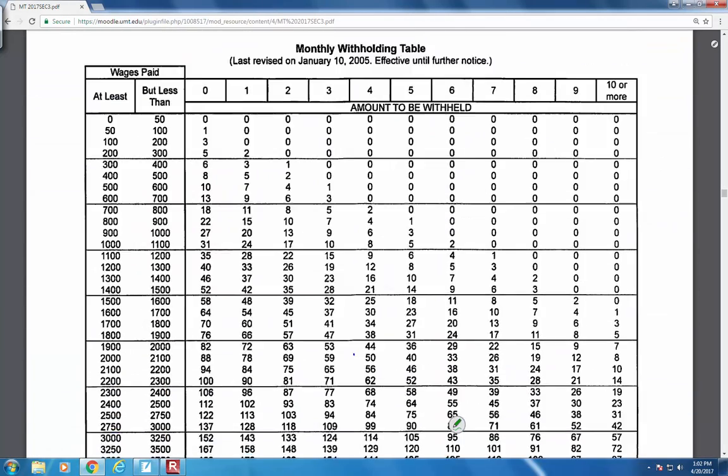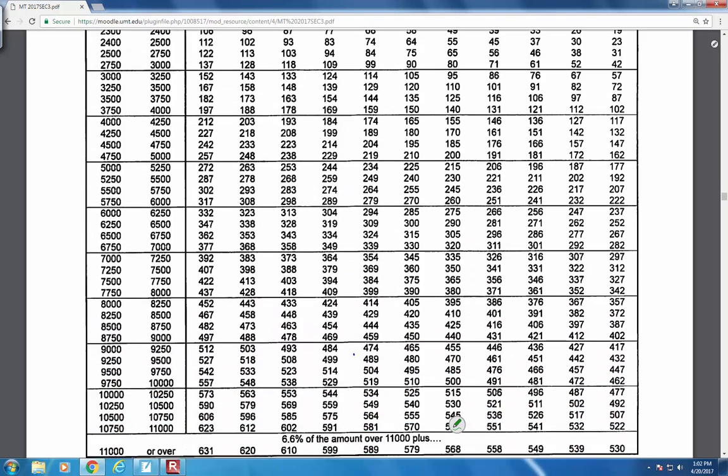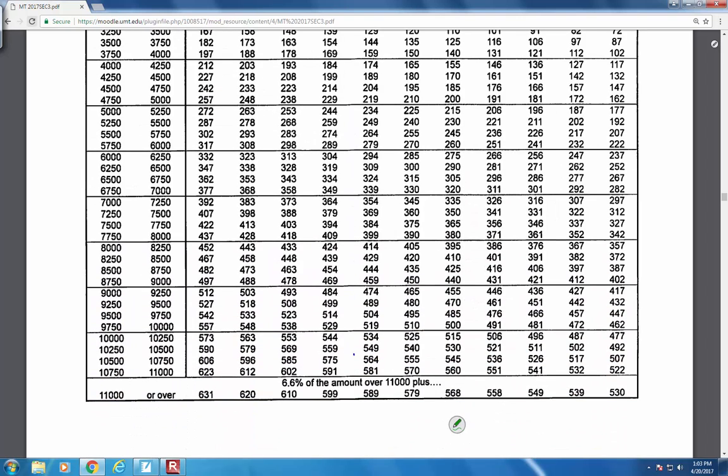Monthly with 2, so I go down. You see that once you get to 11 grand, you can't just pull the nice, neat number off, can you? You have to go down and do this. They tell you her income tax equals $610 plus 6.6% of the amount over 11,000, because she had 2 withholding. 610.